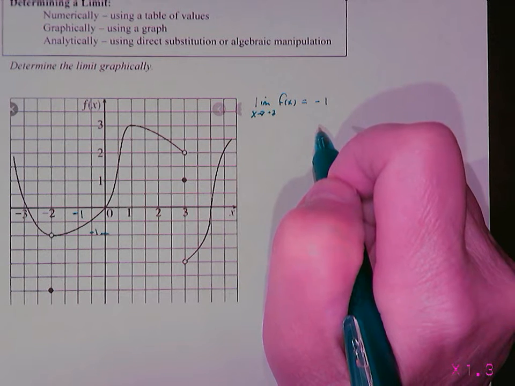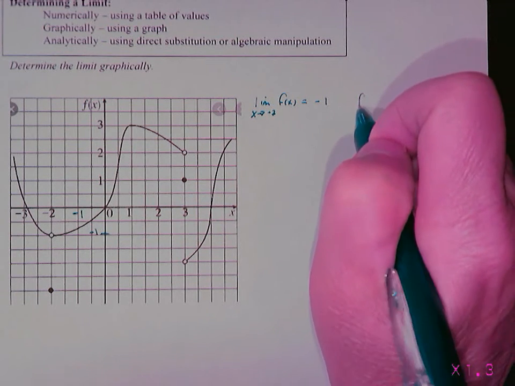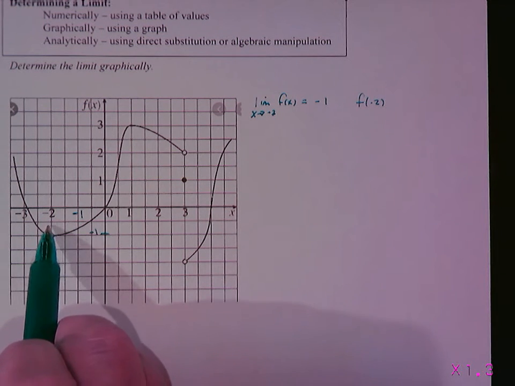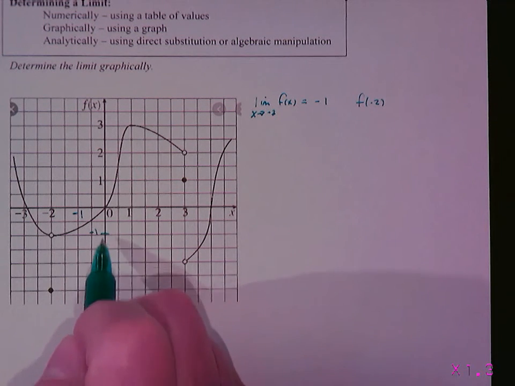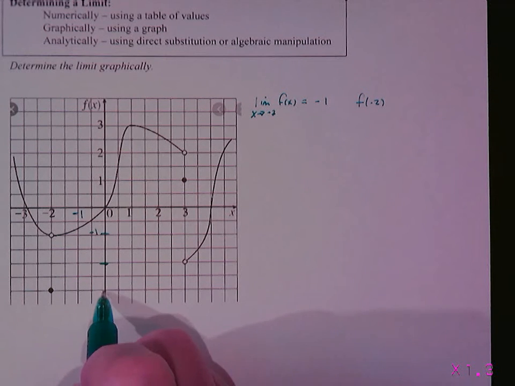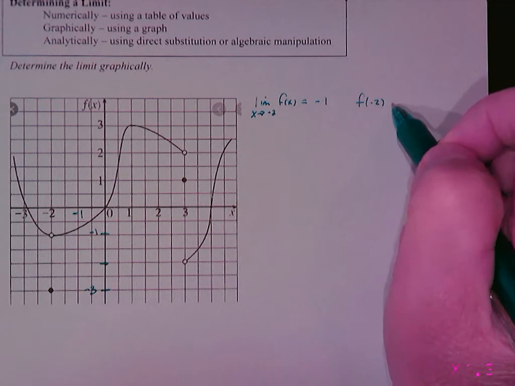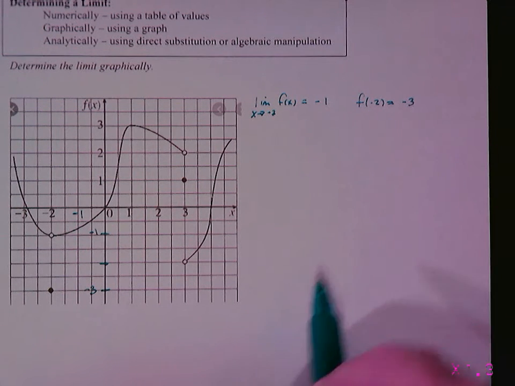But if I looked at f of -2, that's a hole there. F of -2 comes down to here. So if this is -1, this is -2, this is -3. So f of -2 equals -3.